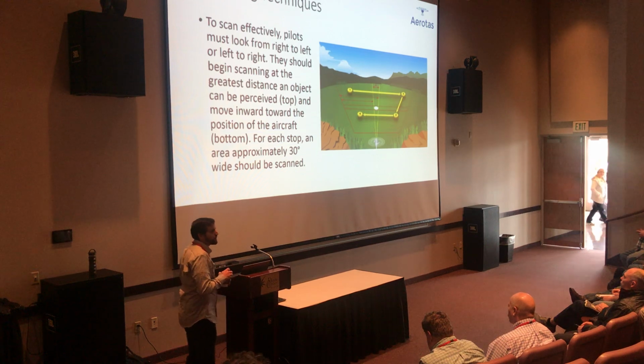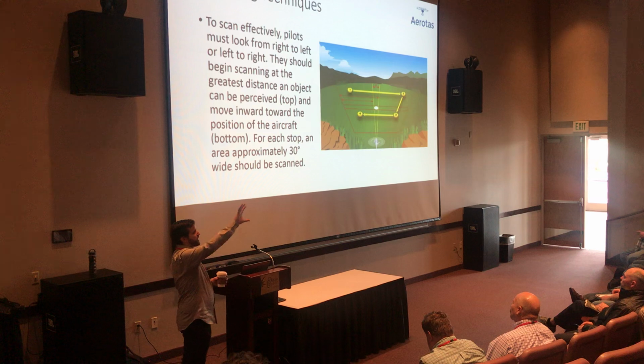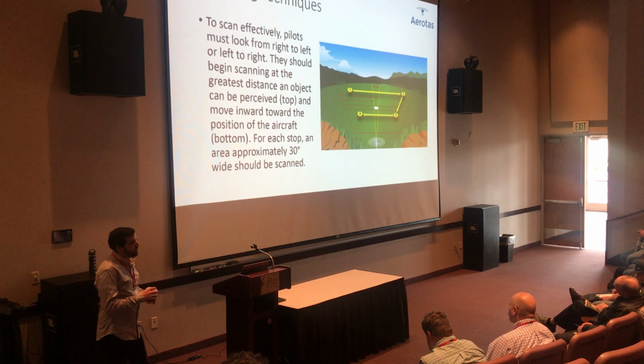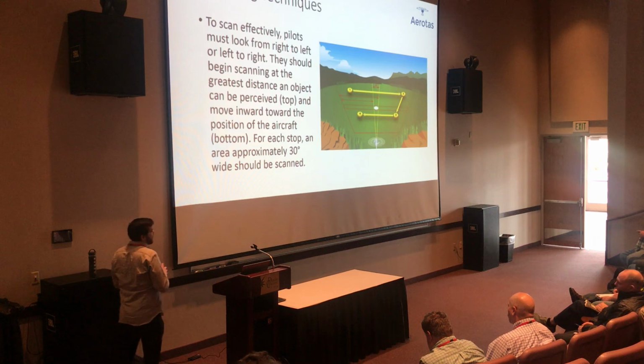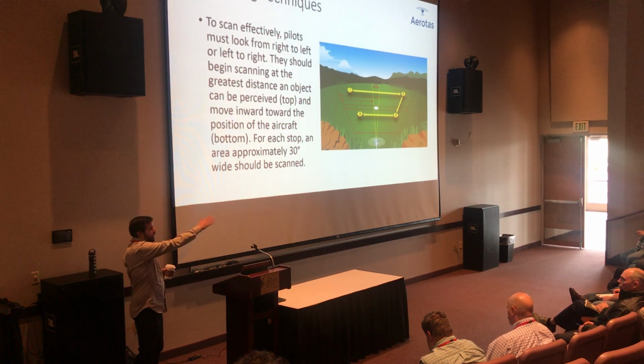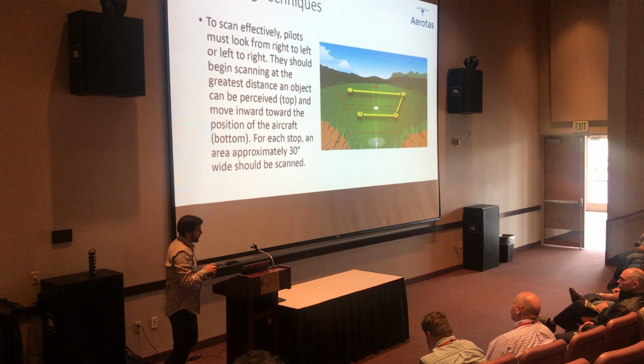They probably commissioned some study at some point that said that 30 degrees is the most effective width that you should scan before turning and looking back and forth, back and forth. But that's the type of question they would have, that this is the recommended scanning technique. Start at one spot far away, scan left to right, right to left, with each stop approximately 30 degrees wide.